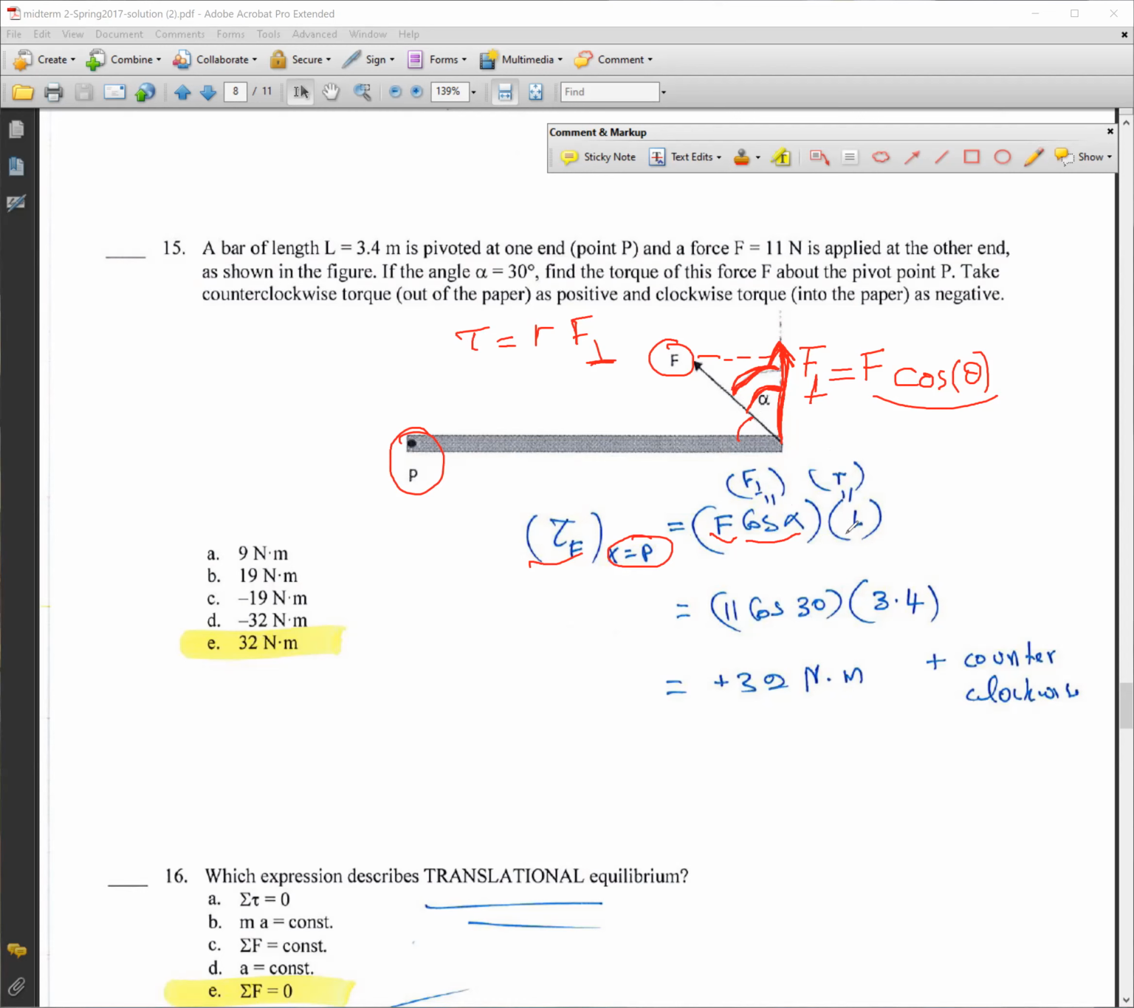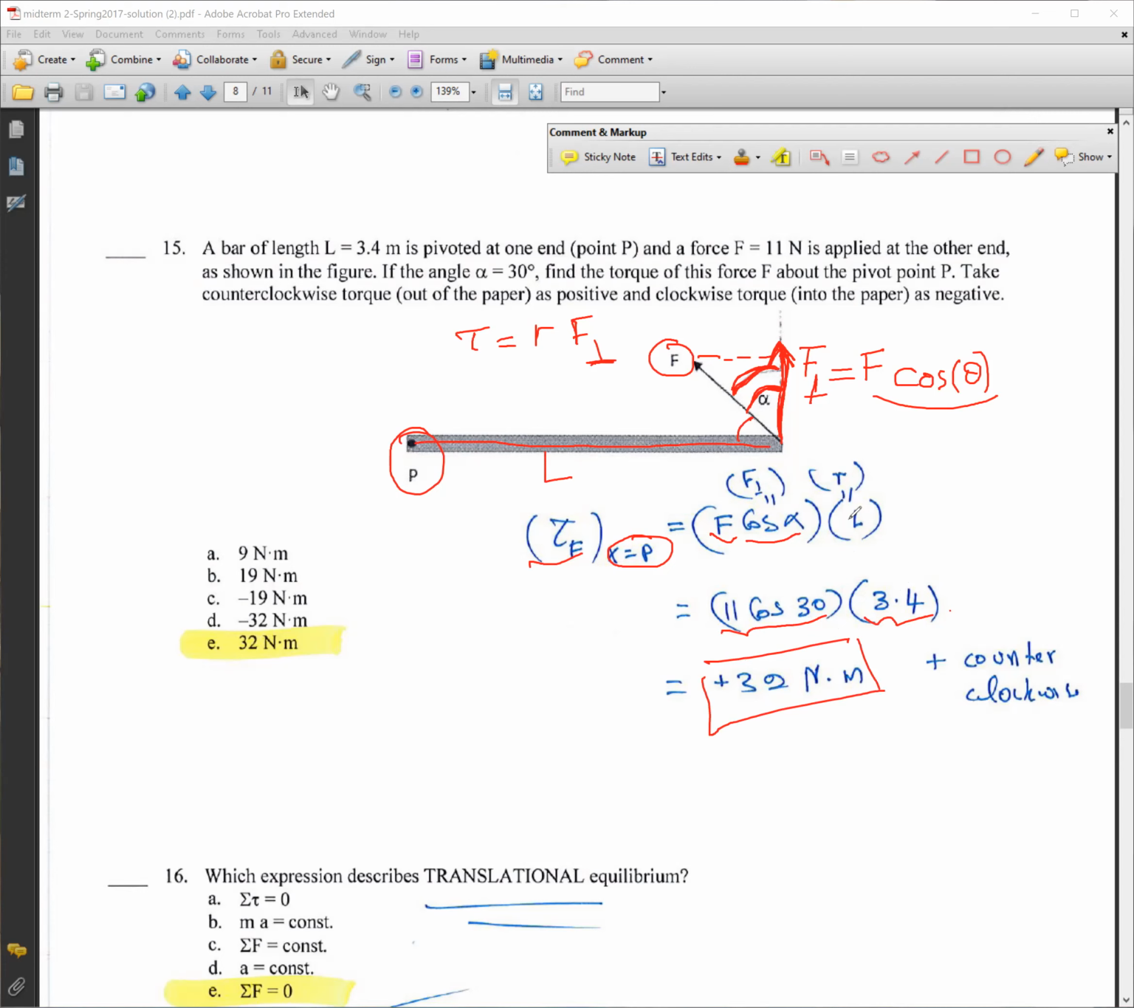In this case, the distance from the pivot point to the force will be the length L, which is 3.4. Now the rest is easy, just plug in the numbers: 11 newtons for the force, cosine 30 degrees, and times the length, which is 3.4. So we end up with 3.2 newton meters.